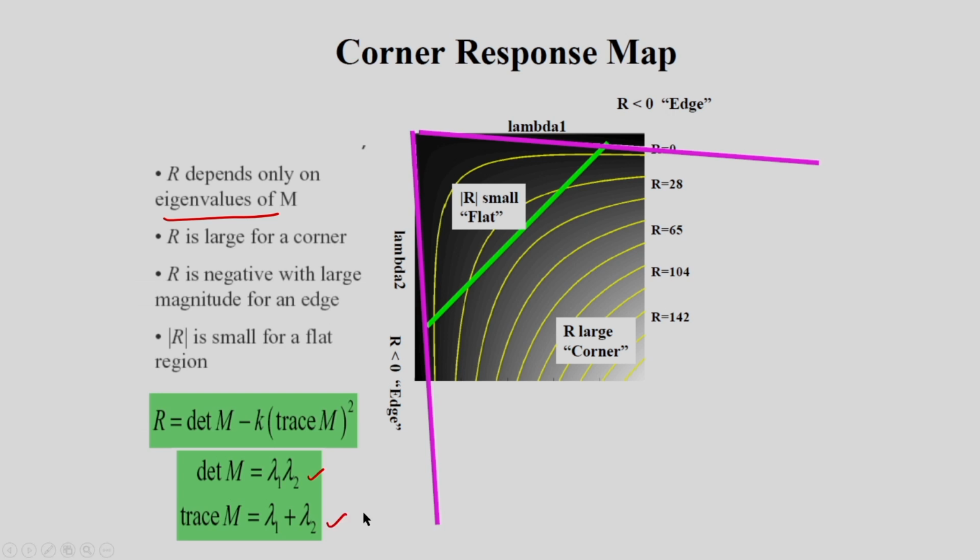And R is large for a corner. So, in this case, if I consider R equal to 142 or maybe 104, that corresponds to the corner points. R is negative with large magnitude for an edge, so you can see R is negative for the edges, and R is small for a homogeneous or flat region. Based on this corner response, I can determine the location of the corner points.